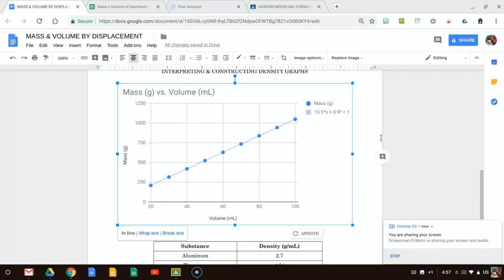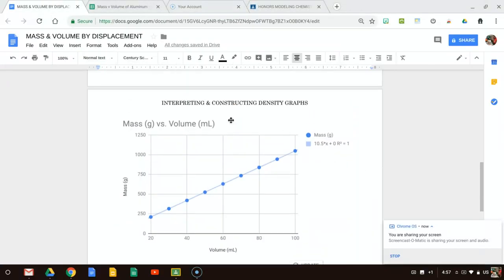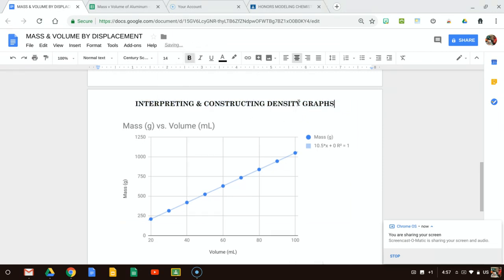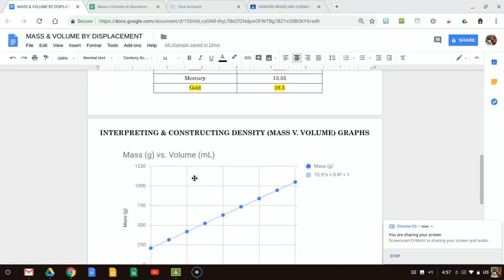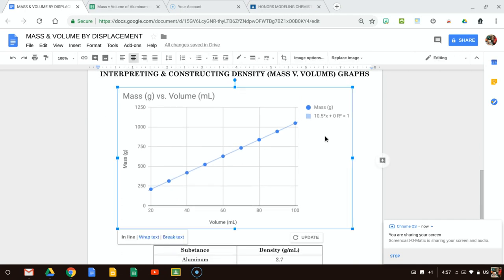Hey, Honors Chemistry. I wanted to make another video on interpreting and actually constructing density graphs. When I say density graphs, I mean density or mass versus volume graphs, okay? In my recent video, we had a plot of mass versus volume for silver. How did I know that?